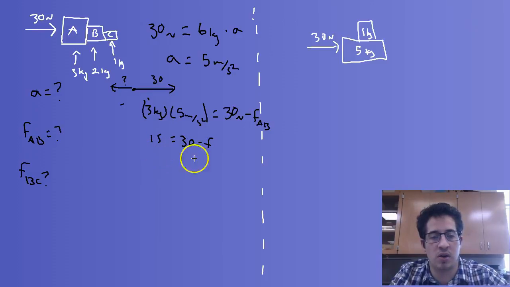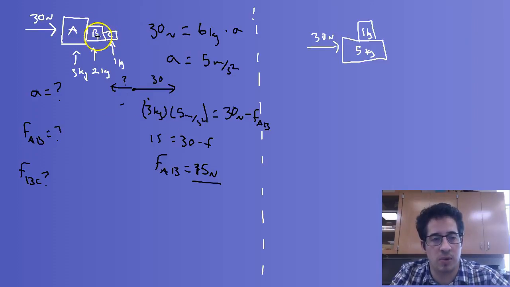So we'll subtract 30 and then multiply everything by -1 and find the force between A and B is equal to 15 newtons. Okay, so 15 newtons of this force goes to accelerating block A, and then after that there's only 15 newtons required to accelerate these other two blocks.